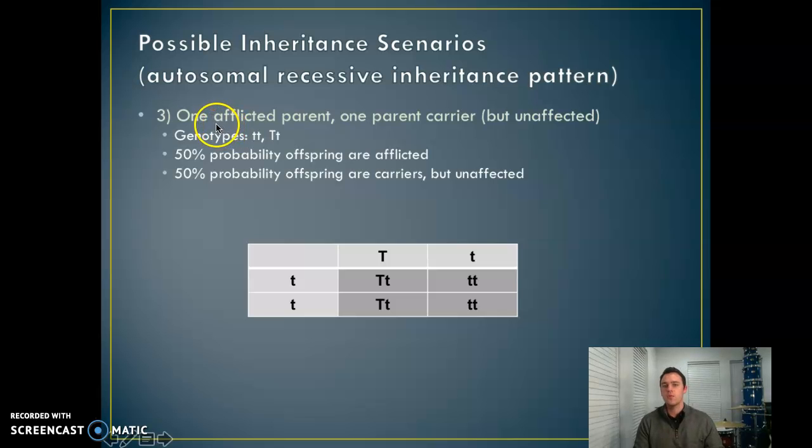Scenario number 3, there's one afflicted parent and there is one carrier. The other parent does not have the disorder, but they do have one recessive allele for which they carry the disorder. So the results, when we plug it into our Punnett square, we'll see that we have a 50% probability that offspring are afflicted here, and then a 50% probability that offspring are carriers but are unafflicted here.